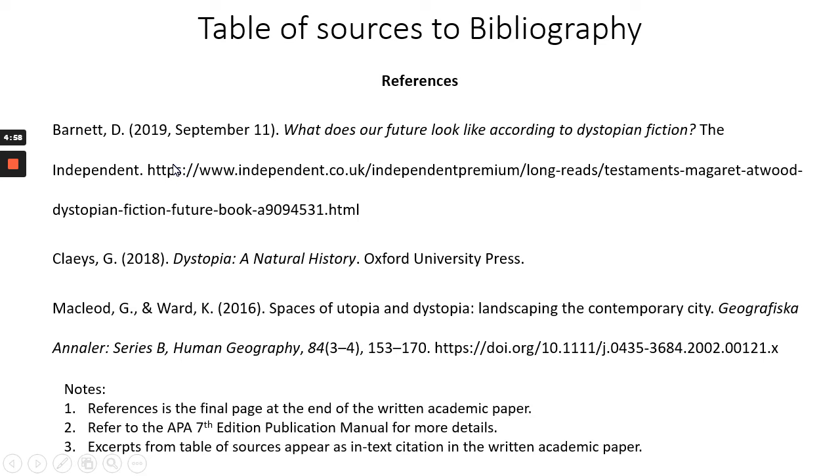And note, references is the final page at the end of the written academic paper. Refer to the APA 7th edition publication manual for more details. Excerpts from the table of sources appear as in-text citations in the written academic paper.